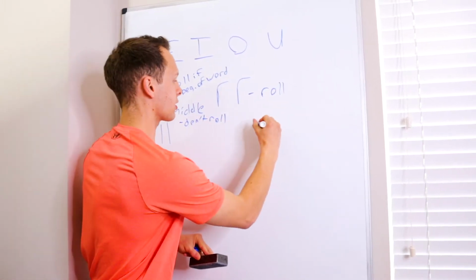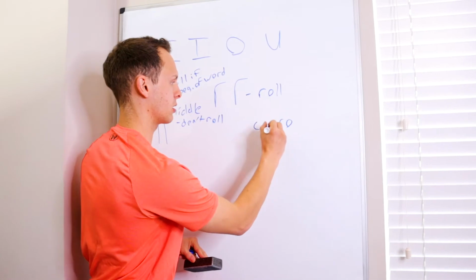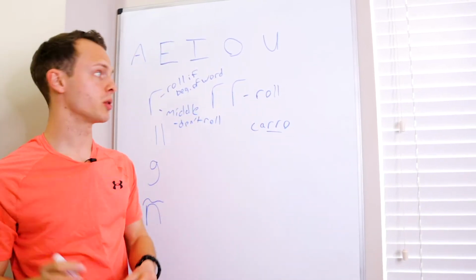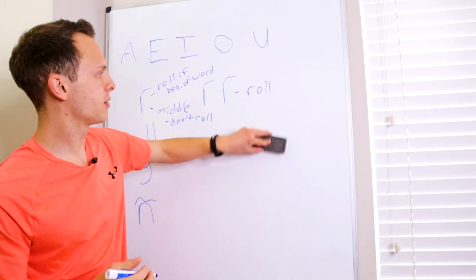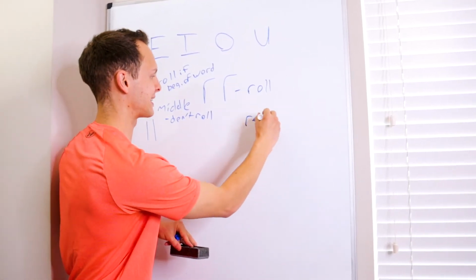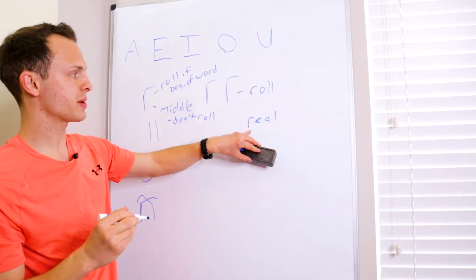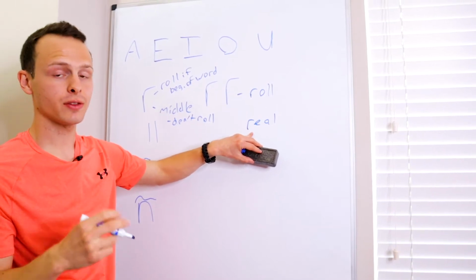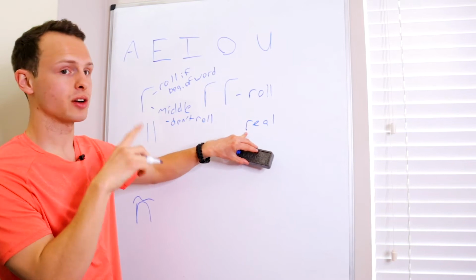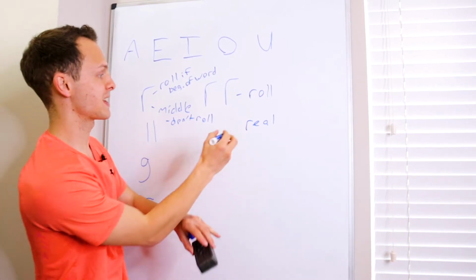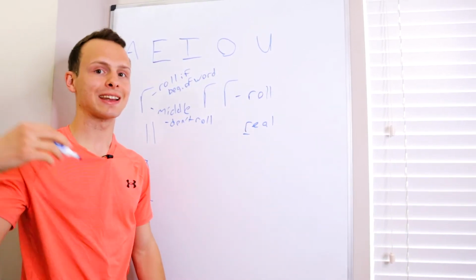Now, if I have carro, we have that double R, so you roll it. Andrea does it better than me. Carro. There you go. If I have this, though, rial, notice how it's rolled. Even though that single R in the other word cara was just one sound, here we roll it because it's at the beginning of a word, so it's rial.